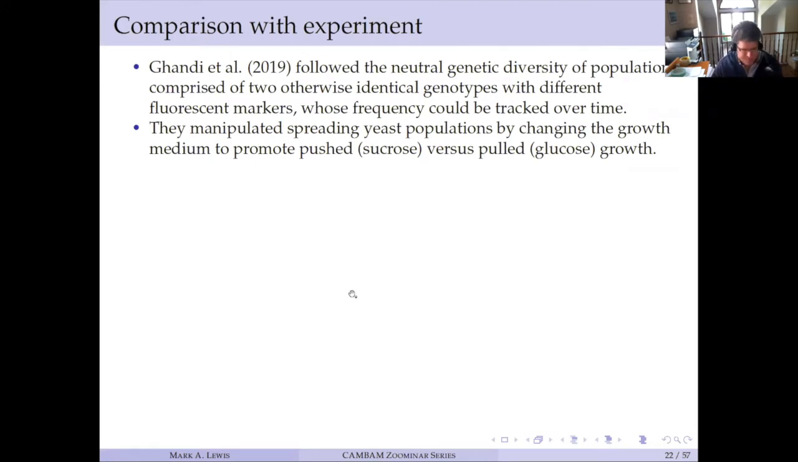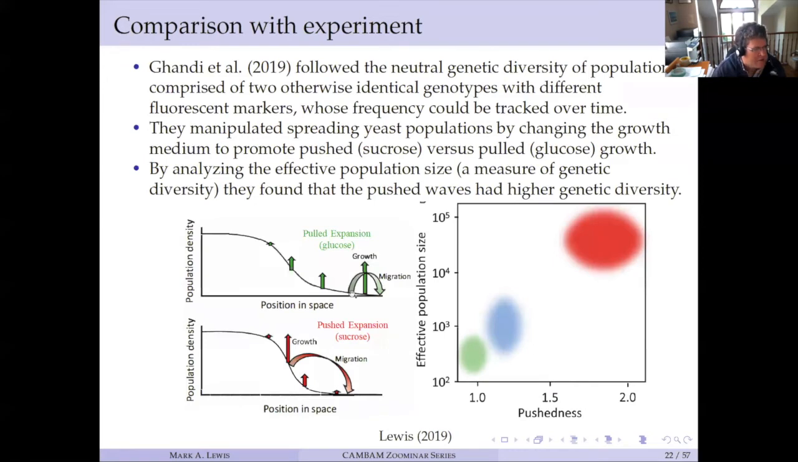And so this is, again, the picture that we saw previously on the left, where we have a pulled expansion for glucose and a pushed expansion for sucrose. And the idea from the theory is that the pulled expansion should have reduced genetic diversity, because it's only those individuals at the leading edge of the wave that are going to contribute as time goes to infinity, whereas the pushed expansion should have higher genetic diversity.